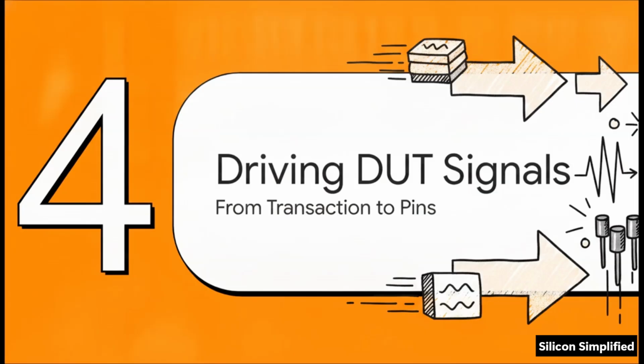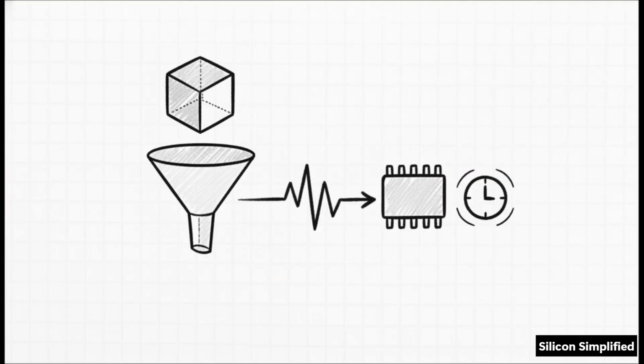Okay, Section 4, driving the DUT signals. We're going from transactions to actual physical pins. This is where the abstract code finally becomes active, tangible electronic stimulus for your design under test. The driver takes the data payload from the object it just pulled, and it painstakingly maps it to a virtual interface connected to your DUT.